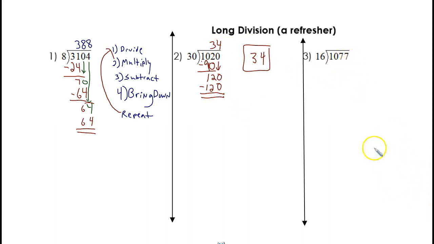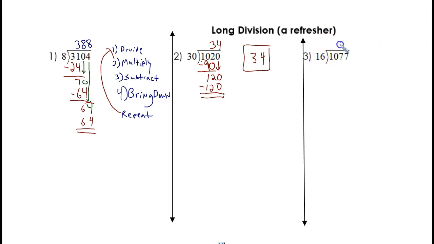Let's look at one more. We've got 16 dividing into 1077. 16 doesn't go into 10, so we have to go into 107. I'm going to estimate and say, well, 16 is about 20. 2 goes into 10 about 5 times. So I'm going to try 5. 5 times 6 is 30. 5 times 1 is 5, plus 3 is 8. When I subtract 107 minus 80, I get 27. Notice that 27 is bigger than 16. So I've made a mistake, haven't I? I need to go back and choose a larger number.